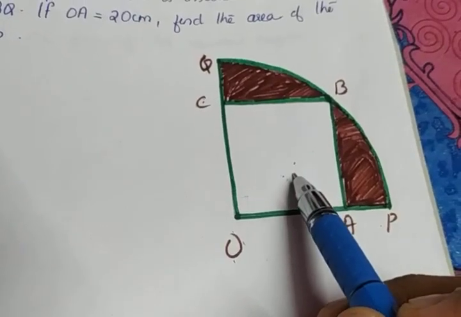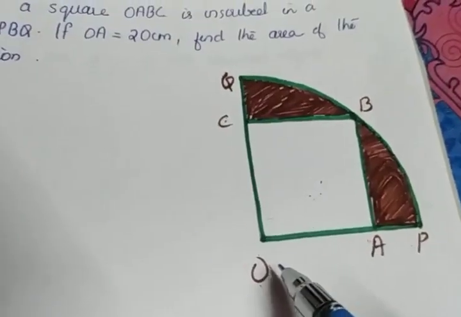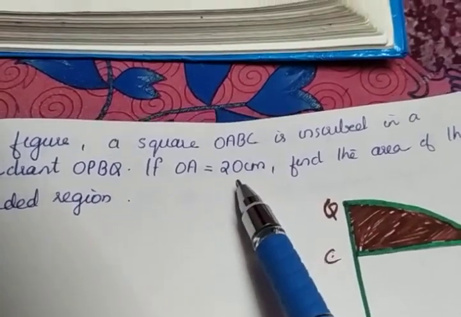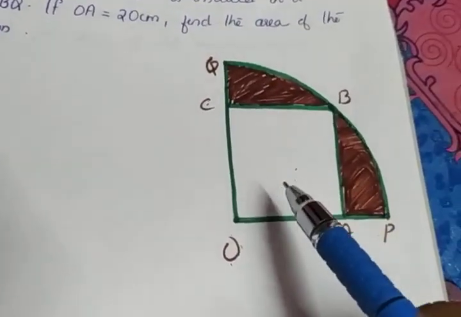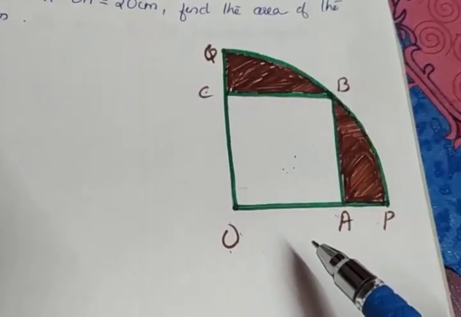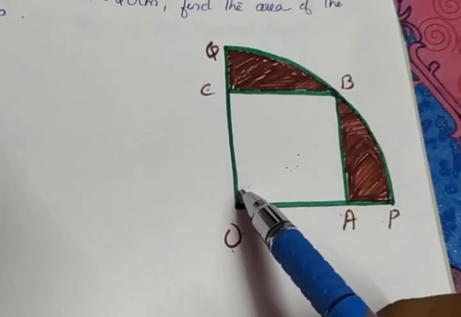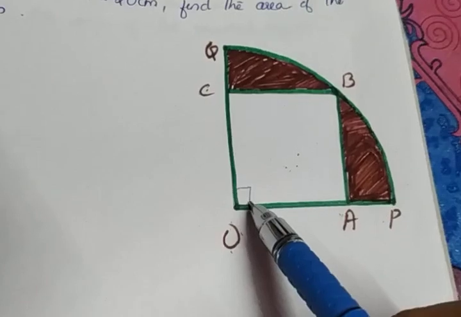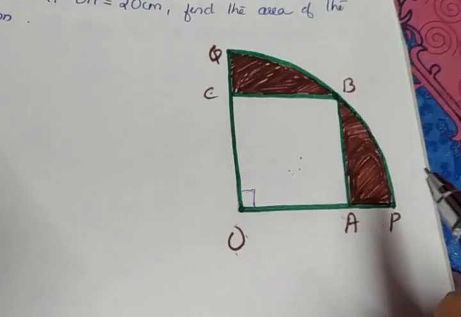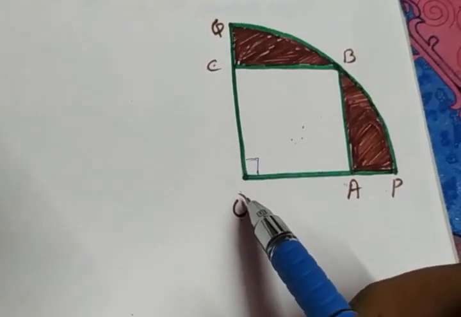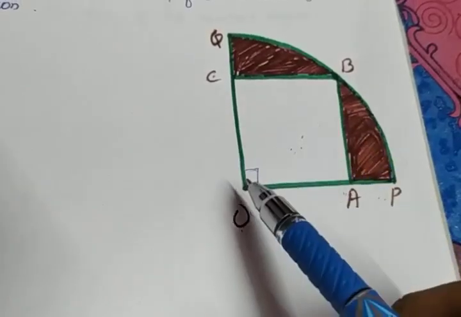To find the area of the square, the formula is a square. Side is OA, isn't it? And OA is given as 20 cm. So it's okay. What about the area of the sector or area of the quadrant? To find the area of the quadrant, we need theta and the radius. Theta is clear because it is a quadrant. Angle is 90 degrees. That is okay. What about the radius? Radius is either OP or OQ.